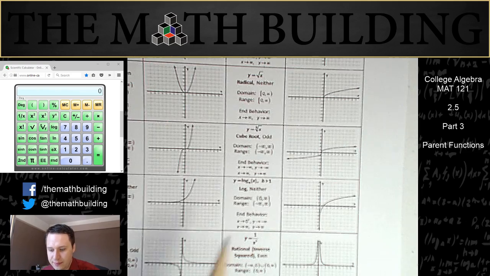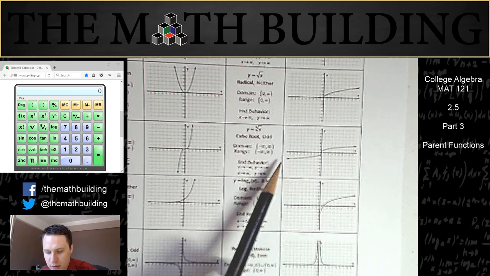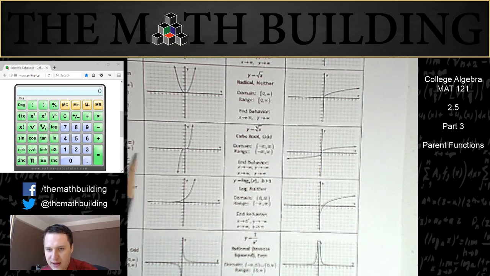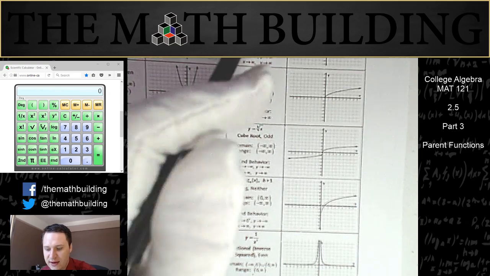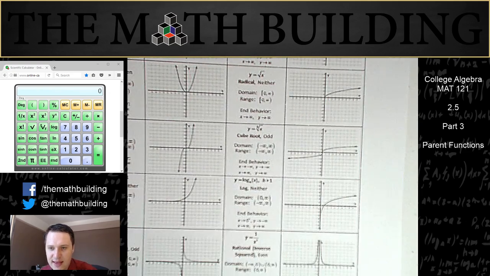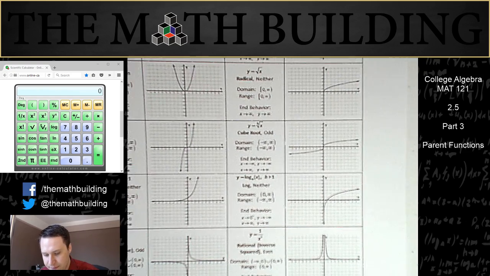Here is the cube root function. In other words, taking the third root of something. You might notice it's almost as if we took this and kind of laid it over on its side. Do you see that? So that's not on accident.